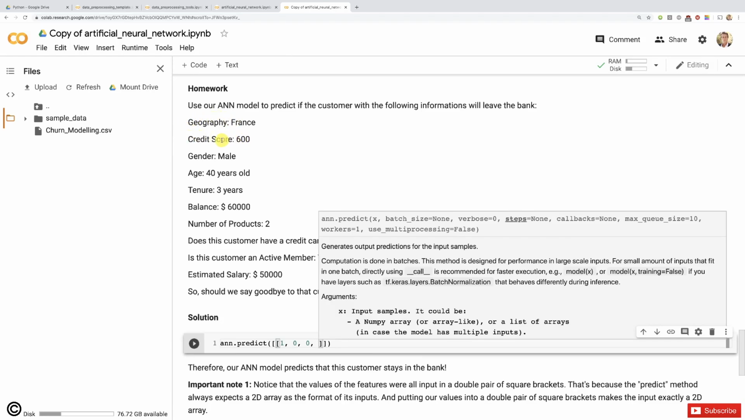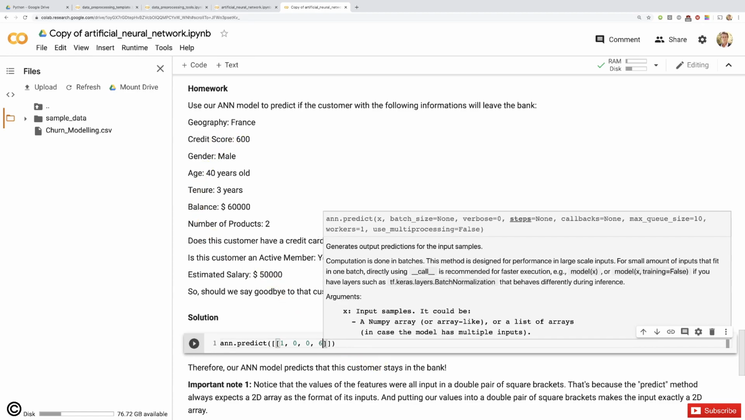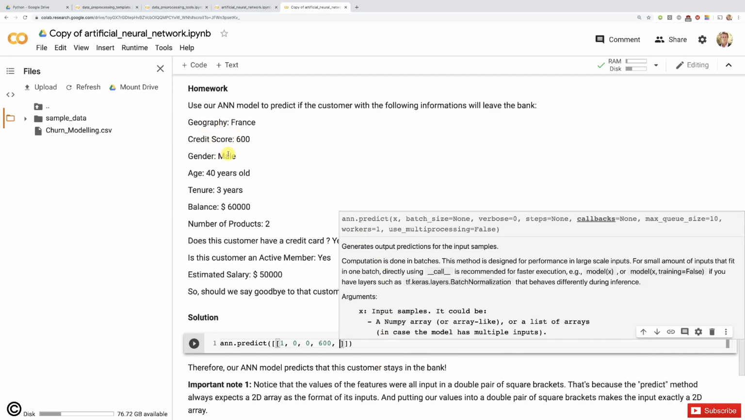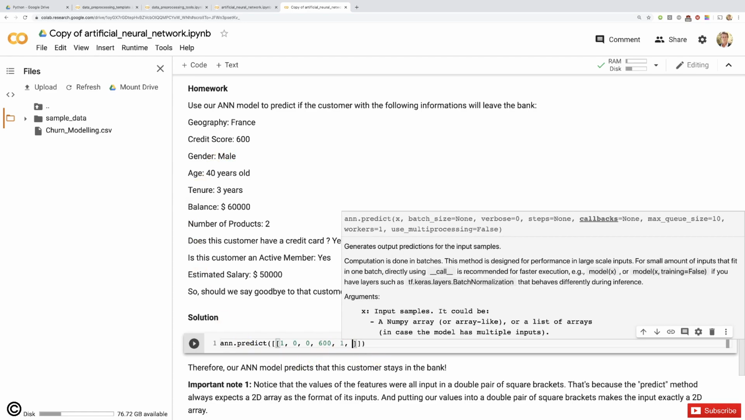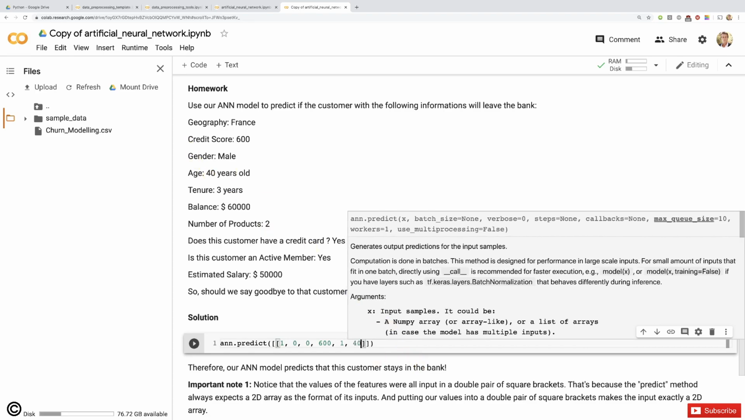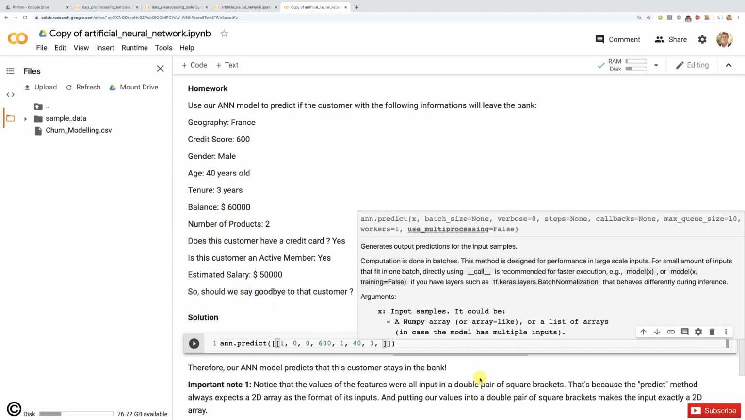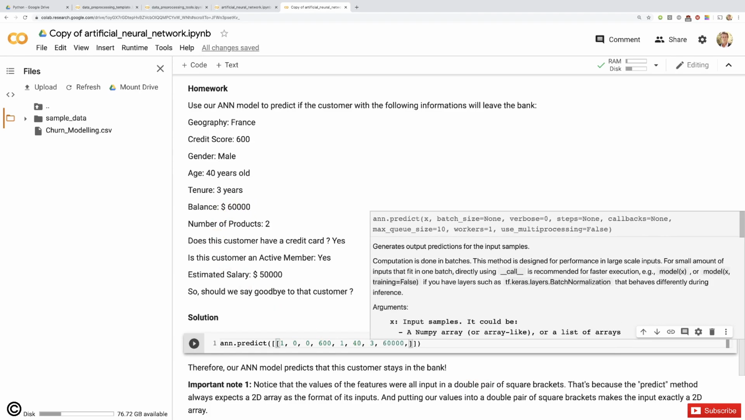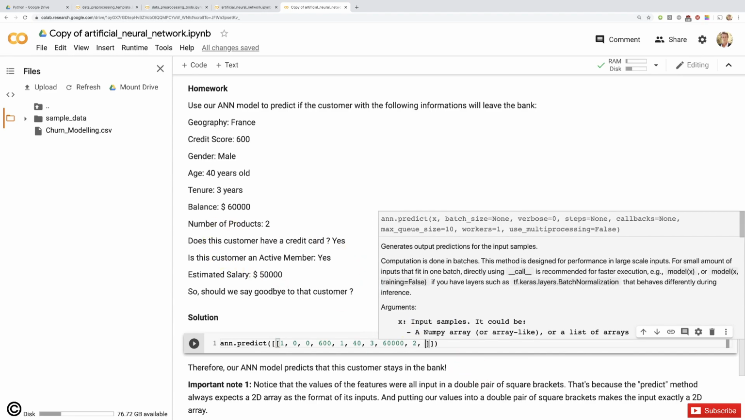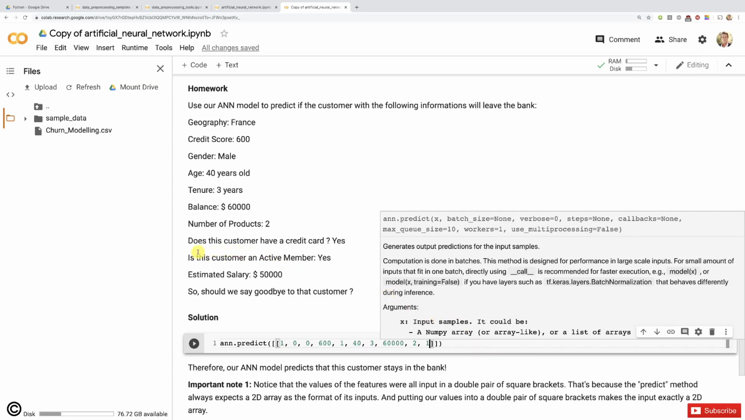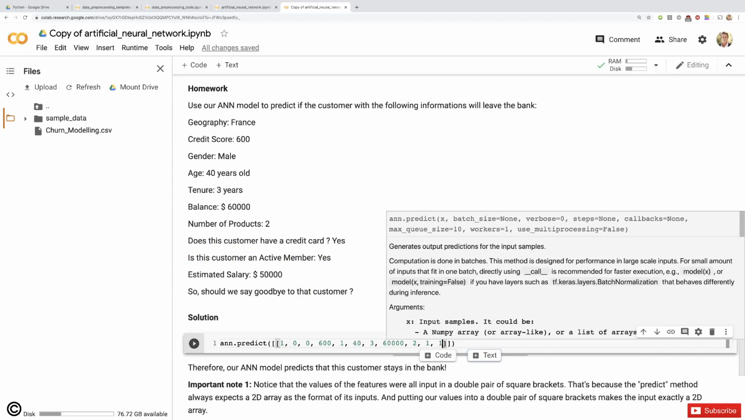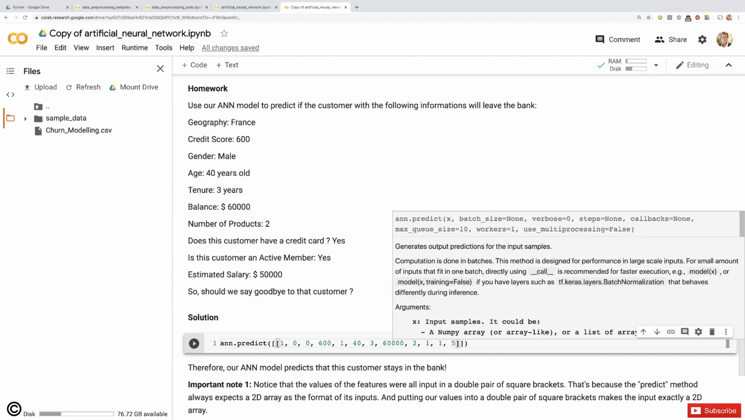All right, and then all the rest is easy. For the credit score, we will enter 600. Then let's see the gender, male. Remember, male was encoded as 1 and female was encoded as 0. So in order to enter the male gender, we need to enter 1. Then 40 years old. Very simply, we enter 40. Then tenure, 3 years. We enter 3 here. Then balance, $60,000. So we enter 60,000. Then number of products, 2. So 2. Then, does this customer have a credit card? Yes. So 1, because 1 corresponds to yes and 0 corresponds to no. Is this customer an active member? Yes. So 1 again. And estimated salary, finally, $50,000. So our last parameter value here is 50,000.